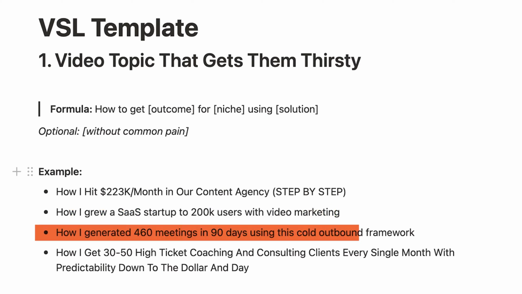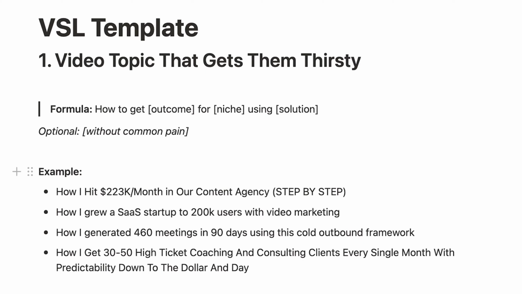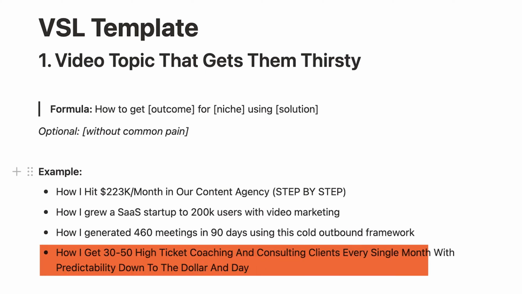Another one, how to generate this many leads using cold outbound techniques. It is missing the niche, because if you said for real estate professionals, then it will be way more clickable for that target audience. And this one comes from Sam Ovens, how to generate this many coaching clients, and coaching clients is the niche, and with predictability is more about the common pain point. People get coaching clients, but they do not get them consistently.